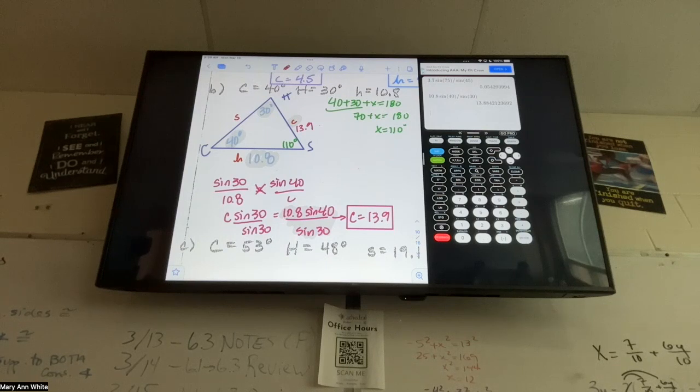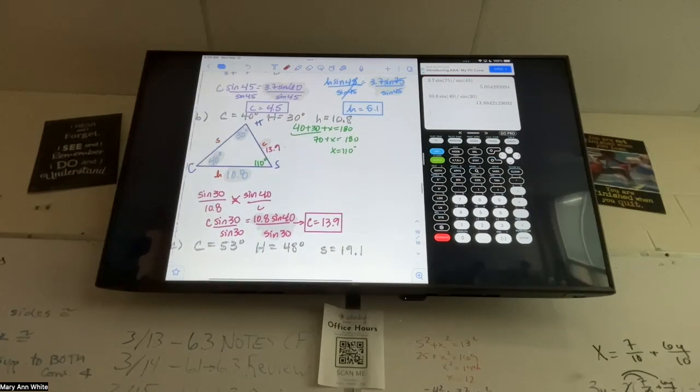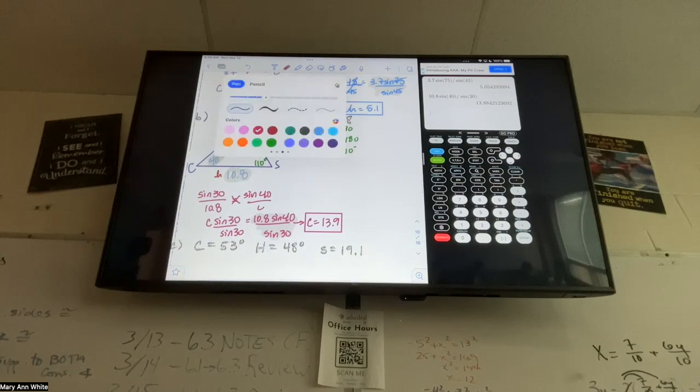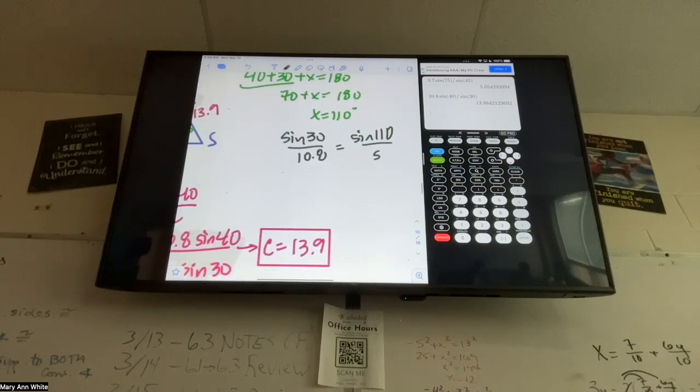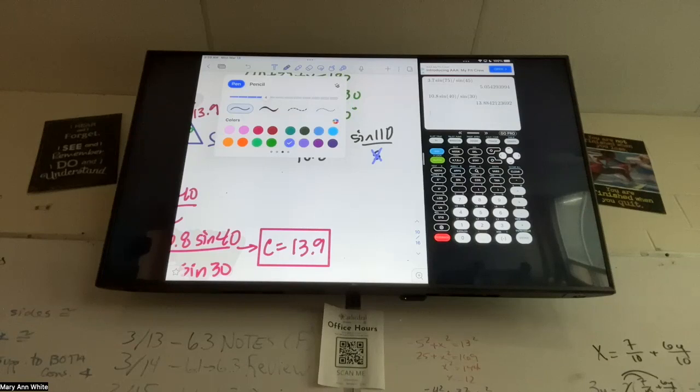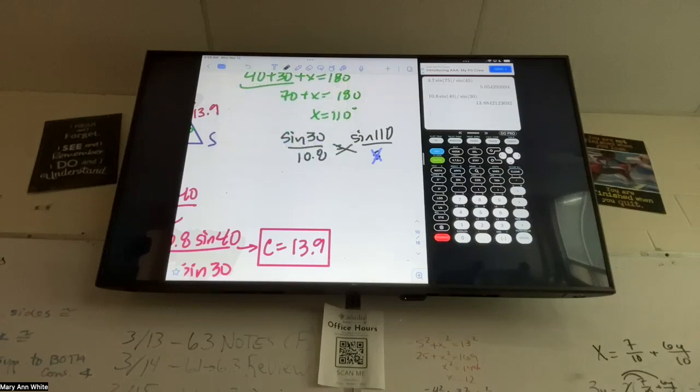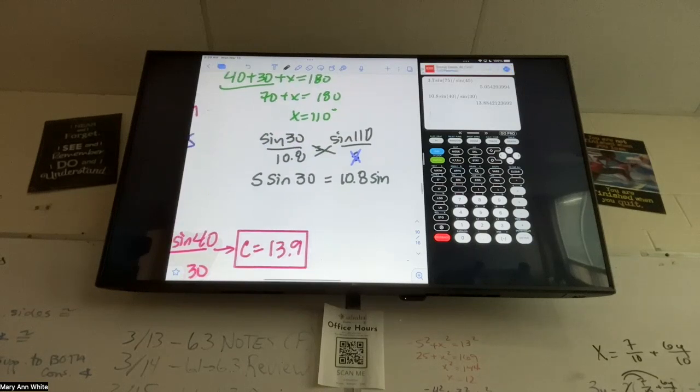Am I moving too fast or are we doing okay? Okay, can someone write my equation to help me find little s? Yeah, Ryan? Sine 30 over 10.8 equals sine 110 over s. Very good. Sine of 30 over 10.8 is equal to sine of 110 over little s. I will tell you in a second, when I multiply, my s and my sine are gonna get confusing, so I may use the variable x just so I don't get confused. I'll show you what I mean. So when I cross multiply, I'm gonna get s sine 30 equals 10.8 sine 110.